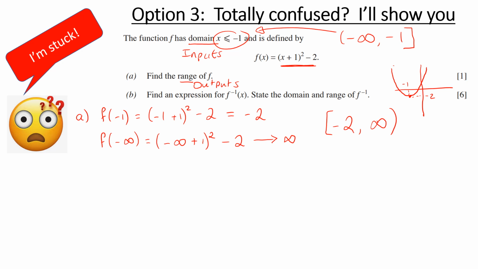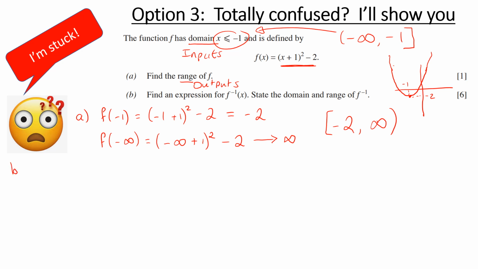And when it's asking for the range, they are acting like our y coordinates. Inputs and outputs are like x coordinates and y coordinates. Well, if you look at this graph, if I look at the whole of the graph, the lowest y coordinate that I can see is -2. That's the lowest point that it goes to. But then the highest point that the graph reaches is infinity, because these curves would keep going up forever and ever. So -2 to infinity.